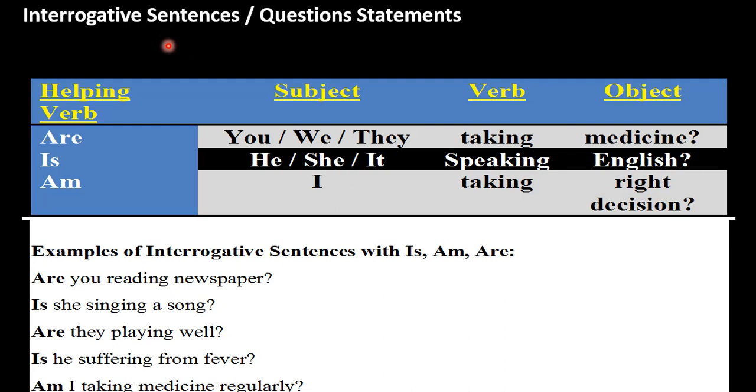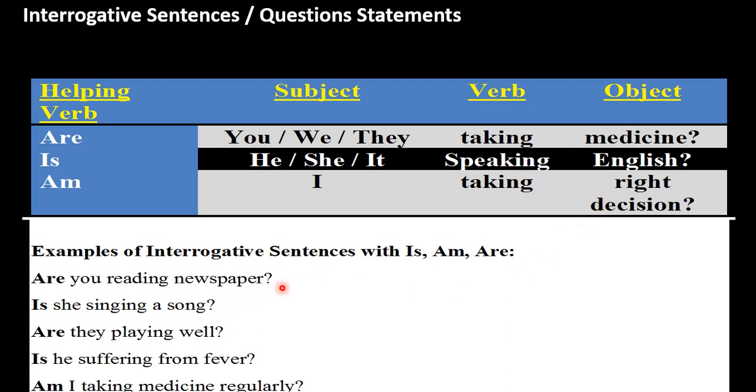So the last type of statements: interrogative sentences or question statements. We will place the helping verb at the beginning of the sentence, then there will be the subject, then the verb, and then the object. For example, are you, we, they taking medicine? Is he, she, it speaking English? Am I taking a right decision?